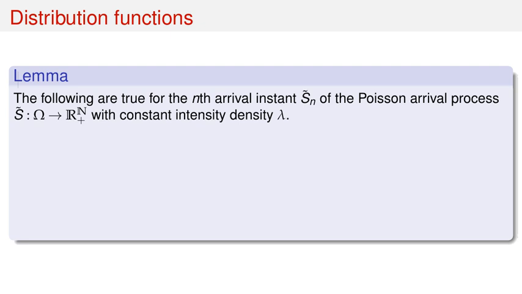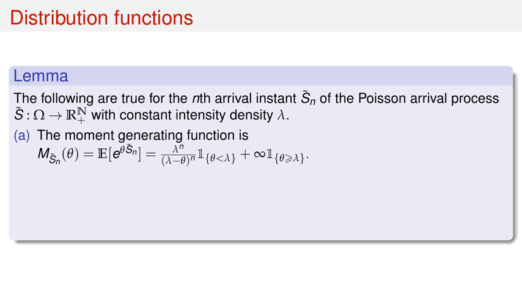Next, let's look at some distribution functions related to the arrival process. A lemma states the following are true for the nth arrival instant S tilde n of a Poisson arrival process S tilde from Omega to R plus raised to n with a constant intensity density lambda.